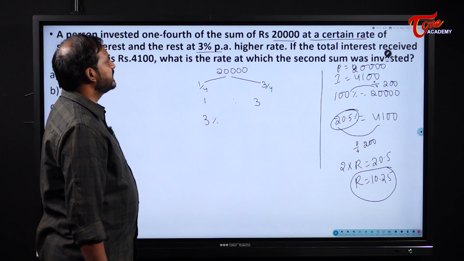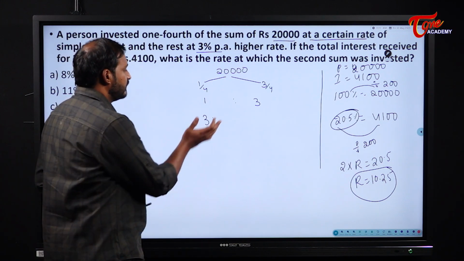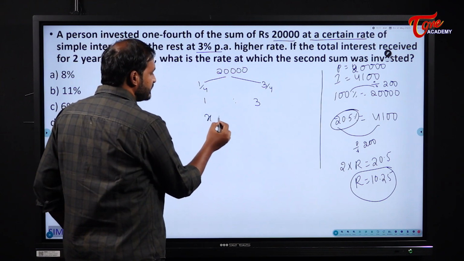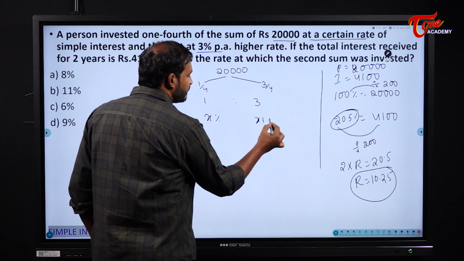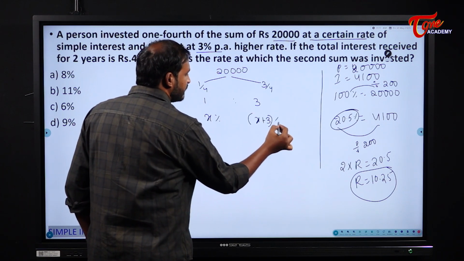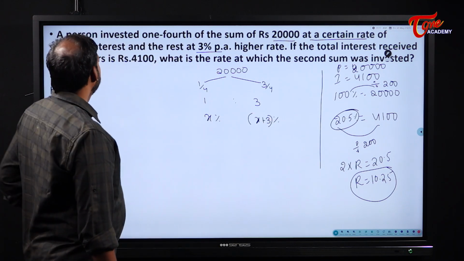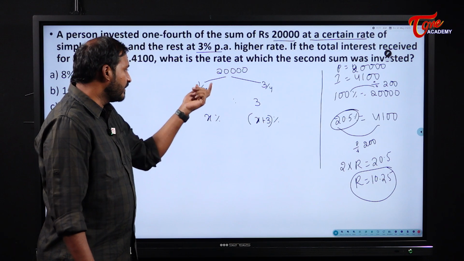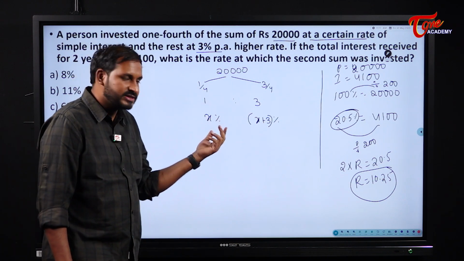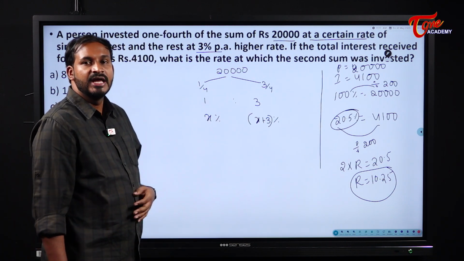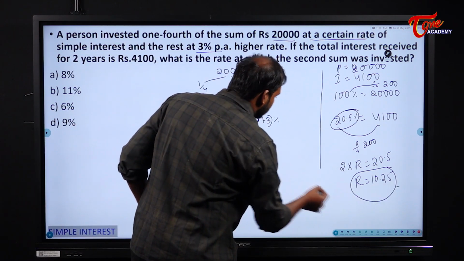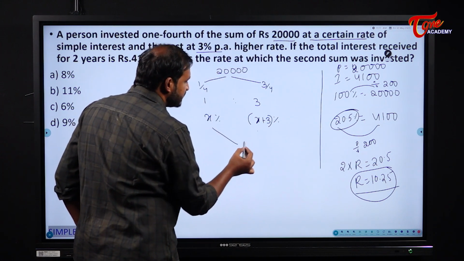Simple interest and the rest at 3% here. First one, please see here. If it is X percentage, here he is investing at X plus 3%, not 3%. At a certain rate of interest and the rest at 3% per annum rate. That means the first 1/4 at, for example, X percentage, and the remaining is X plus 3%. Because of this, what is the average? That means what is the mean interest he is getting?